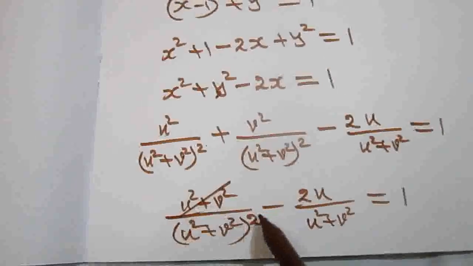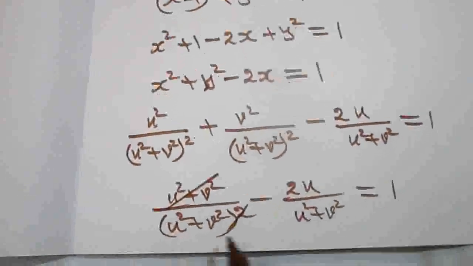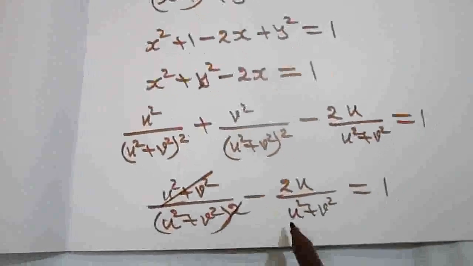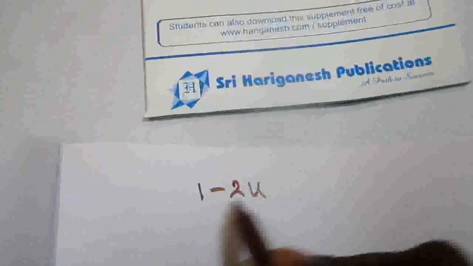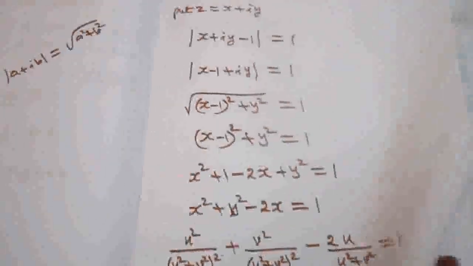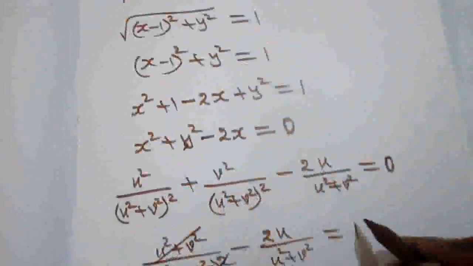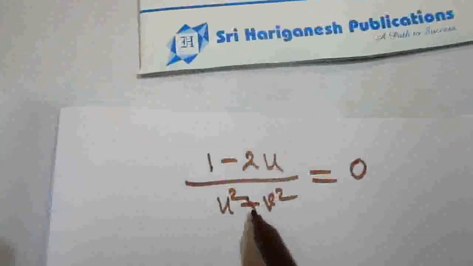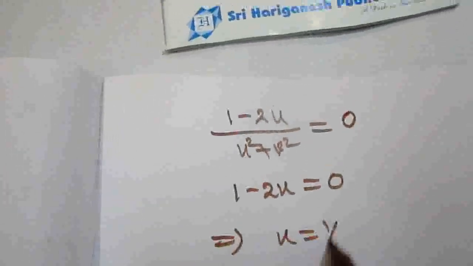Now after this, the term 1 cancels. The remaining two terms both have the same denominator, u square plus v square. So the numerator is 1 minus 2u, divided by u square plus v square, equal to 1. Sorry, actually the 1 cancels, so this will be 0. So this is also 0. Take the term here: 1 minus 2u equal to 0, which implies that u is equal to 1 by 2.